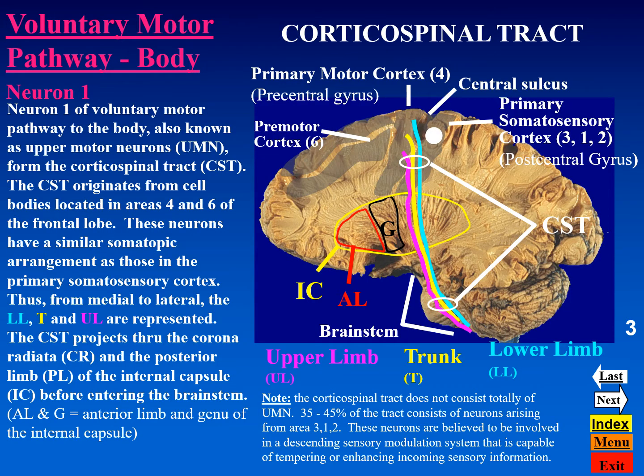The voluntary motor pathway to the body begins with the cell bodies in the primary motor cortex of the precentral gyrus. These cell bodies project their axons caudally and form the corticospinal tract that passes through the corona radiata and the posterior limb of the internal capsule, ultimately to continue on into the brainstem and eventually to the spinal cord.